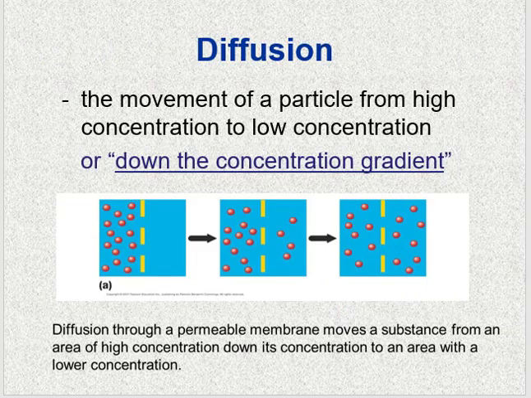Diffusion is defined as the movement of a particle from a high concentration to a low concentration, or in other words, down the concentration gradient. And this is the same way that it works when passing through a cell or through a selectively permeable membrane. If there is a high concentration of a particle on the outside of the cell, then it will move into the cell. If there is a really high concentration of that particle within the cell, then it will move out of the cell.